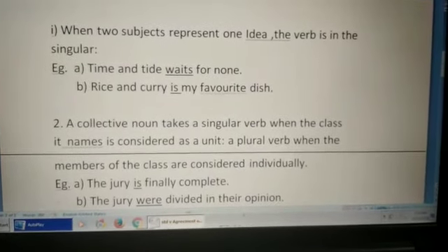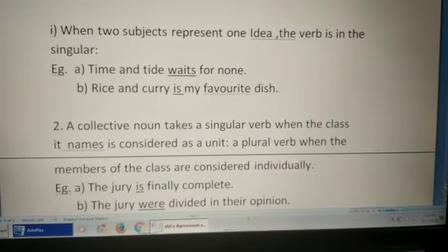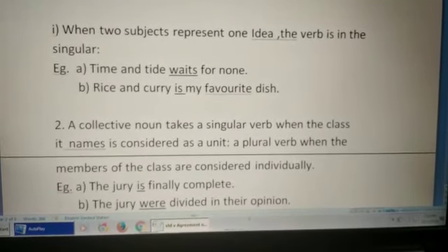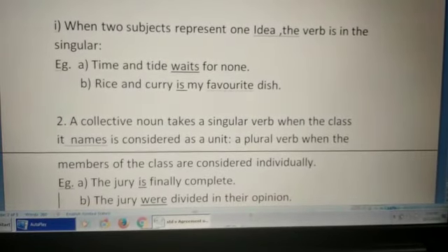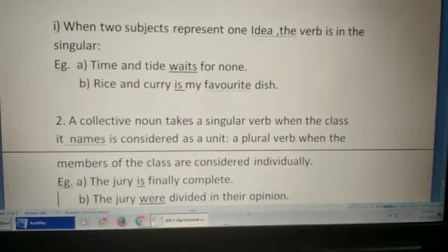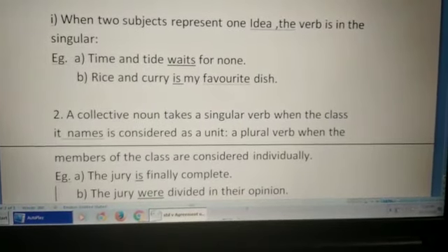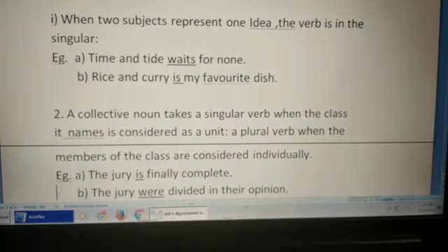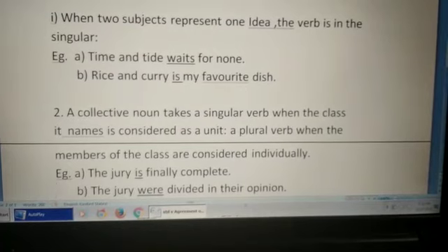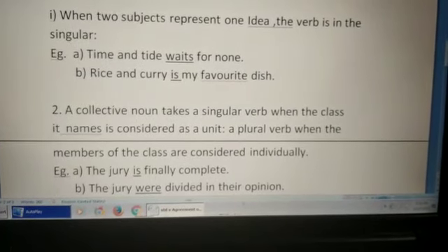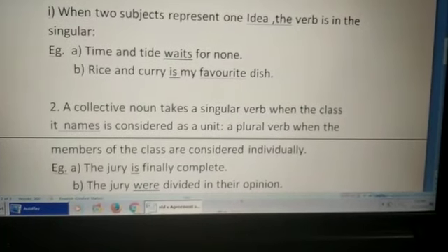Now the second rule is that a collective noun takes a singular verb when the class it names is considered as a unit. Means when we consider that collective noun as one unit, then we take a singular verb. But when we talk about individual members of that collective noun, then the verb will be plural.